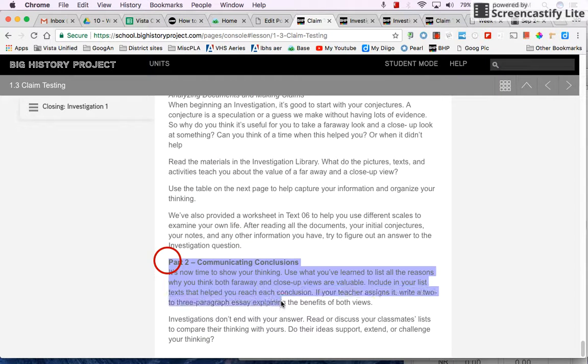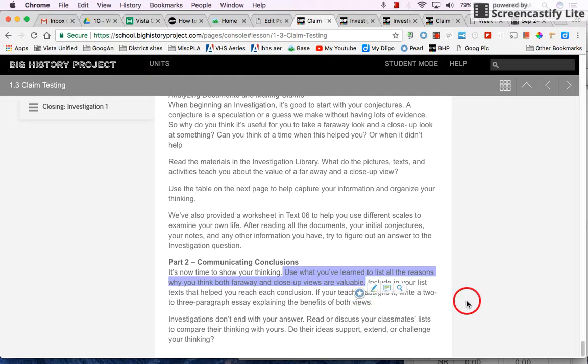And then part 2, communicating conclusions. It's now time for you to show your thinking. And this is the part where you're going to actually write in your notebooks. So in part 1, you're reading through all the texts and marking them up and reading to understand. Part 2, it's now time to show your thinking. Use what you've learned to list all the reasons why you think both far away and close-up views are valuable. Include in your list texts that help you reach each conclusion. If your teacher assigns it, write a 2 to 3 paragraph essay explaining the benefits of both views. I'm not requiring that. I am requiring a list of evidence as to why you think it's important.